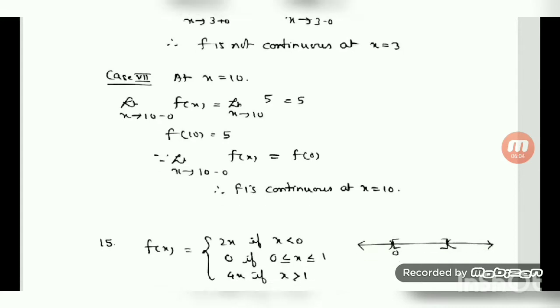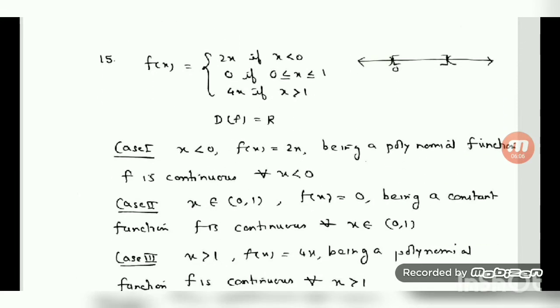Now let us go to the next question, number 15. Your f(x) is defined by 2x if x less than 0. It is defined by 0 if 0 less than or equal to x less than or equal to 1, and is defined by 4x if x greater than 1. So the critical points are 0 and 1. So 0 and 1 substituted.